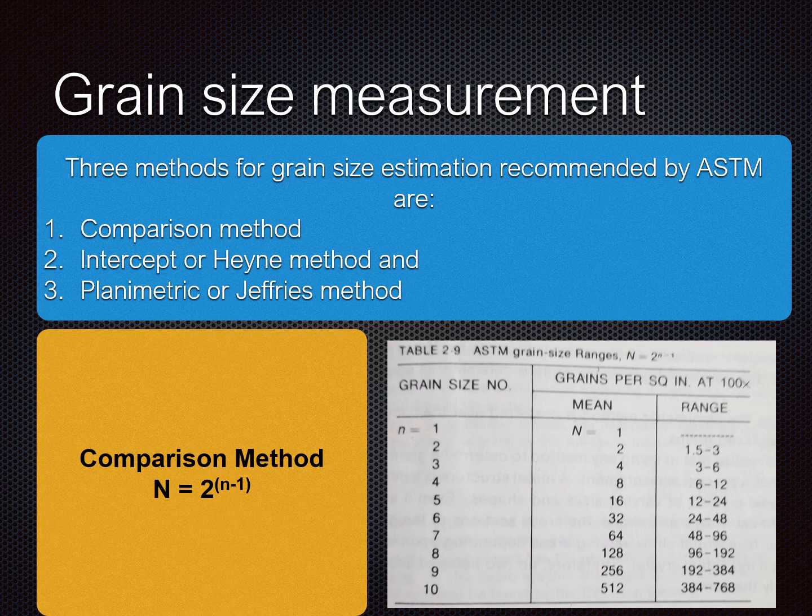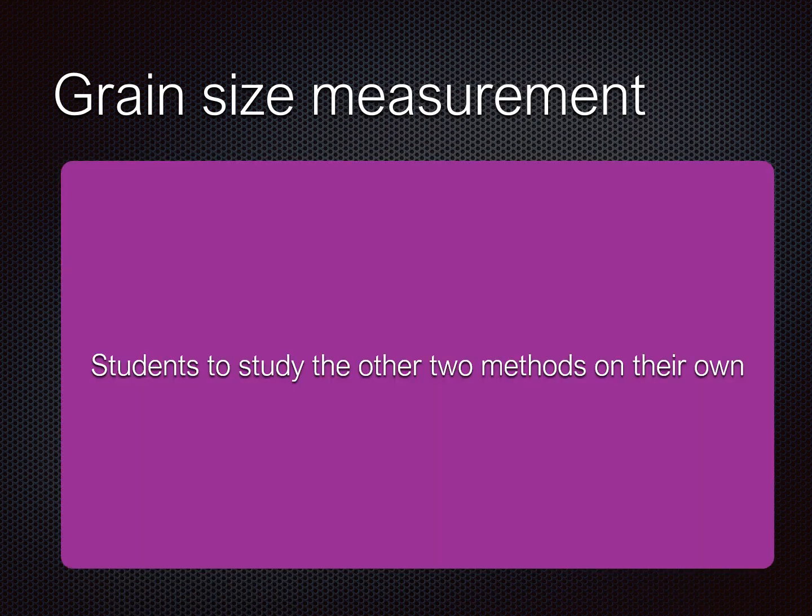The ASTM grain size number n may be obtained as capital N, that is, number of grains per square inch, is equal to 2 raised to n minus 1. Small n is the grain size number. For the other two methods, the students are advised to study these methods on their own.